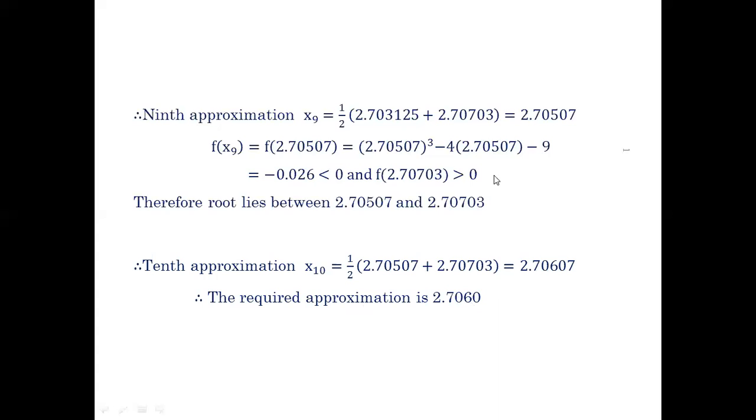2.7060. We have to find it to 4 decimal places. You compare this: 2.70506 and 2.70607. Therefore, 2.7060 is the required answer.